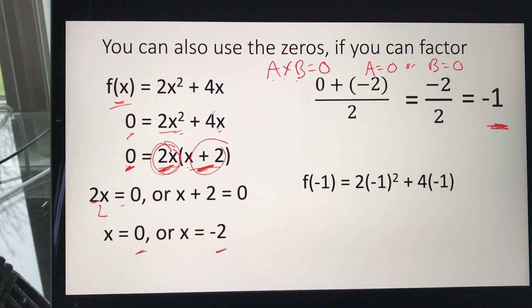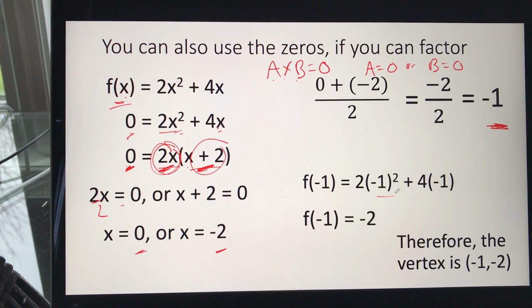I would then just take that x coordinate, which is a negative 1, plug it into my function, and that would give me the y coordinate. So my vertex, I know, is down at negative 1, negative 2.